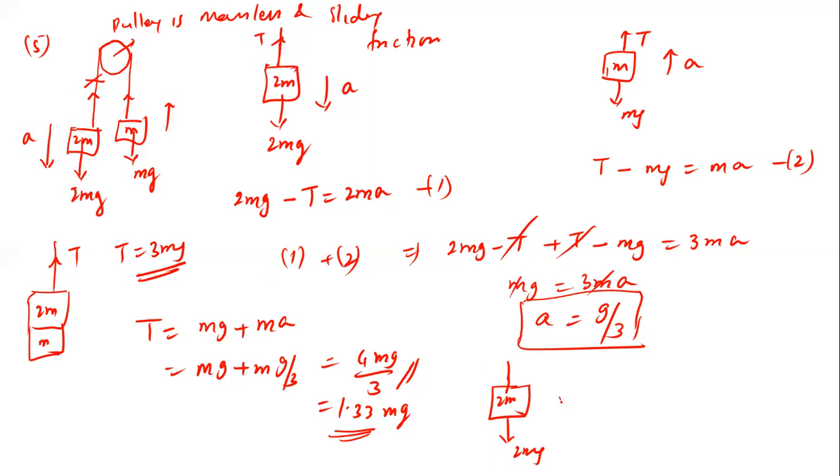2mg will be acting downwards. Acceleration is acting like this. Now, what is tension? Tension is pulling force, right? This should be your tension here. But unfortunately, when you cut it across, there is no ceiling.